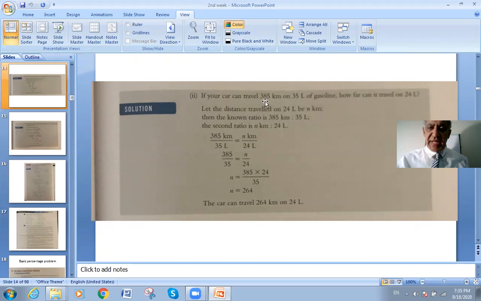Here, 385 divided by 35 liters equals the unknown, which is how many kilometers for the 24 liters. Then I will consider n for what I want to get or what I want to know. Then I will say 385 by 35 liters equals n, which is unknown, by 24. Then it's very easy. n by 35 equals 385 by 24.